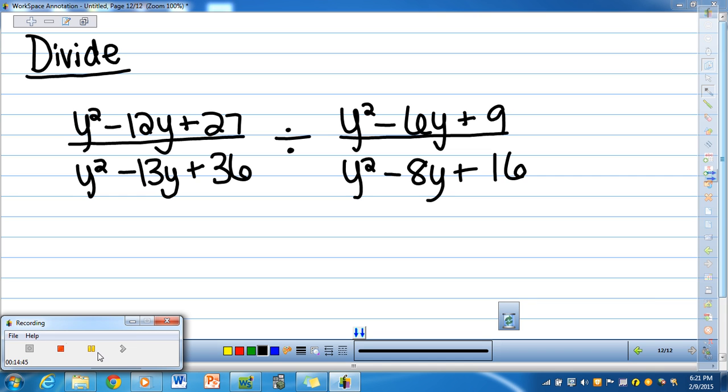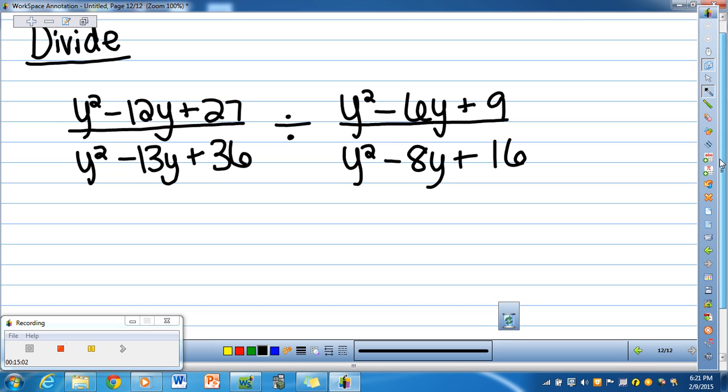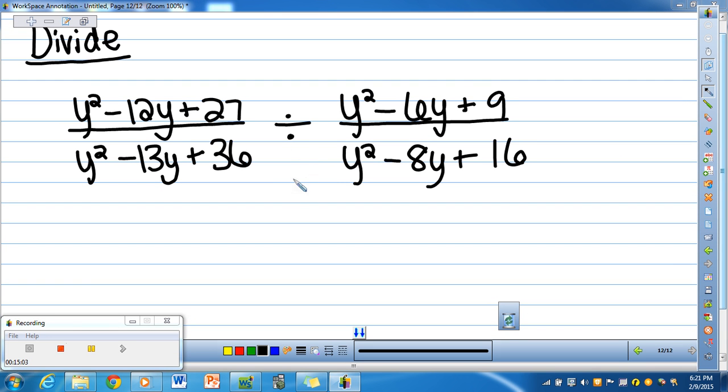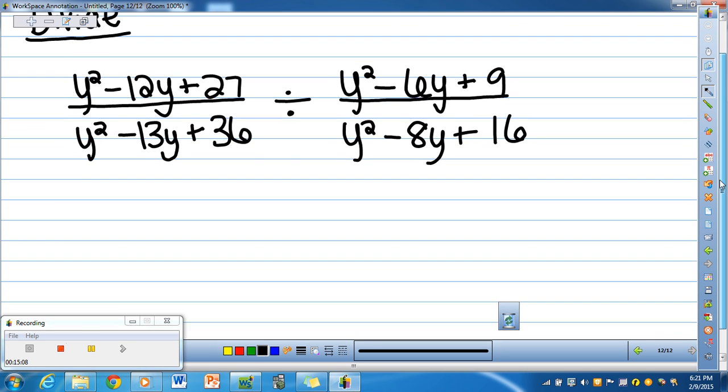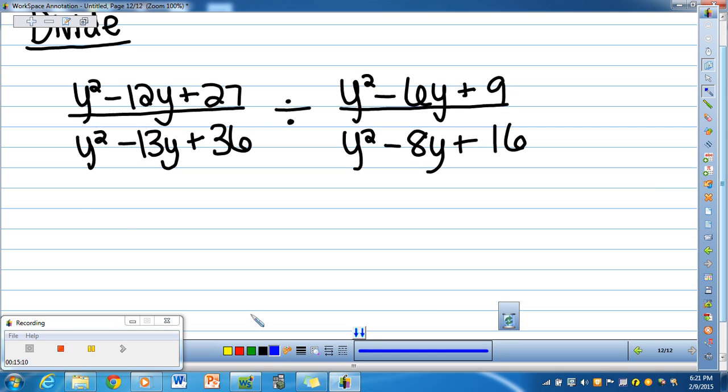One more division problem. Because we have all of the trinomials, they will all need to be factored before we can cancel out common factors. We also have that division symbol, so we have to copy, dot, flip. You can factor them first and then copy, dot, flip, or do it the other way around. Let's go ahead and get these factored, and then we'll rewrite it as a multiplication problem.